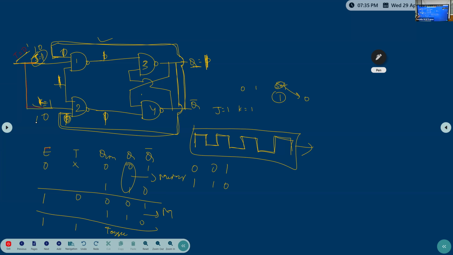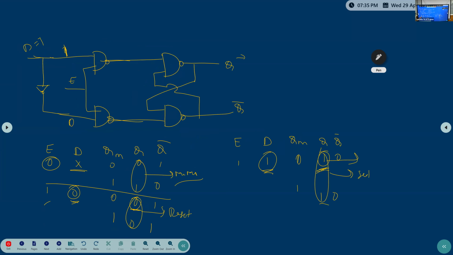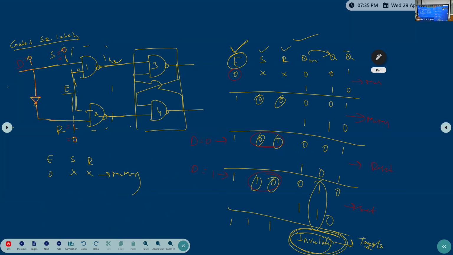So whatever we discussed, these are all the latches. They turn on only with enable equal to 1, so these are the positive level triggered latches. These are the concepts, so go with these things.